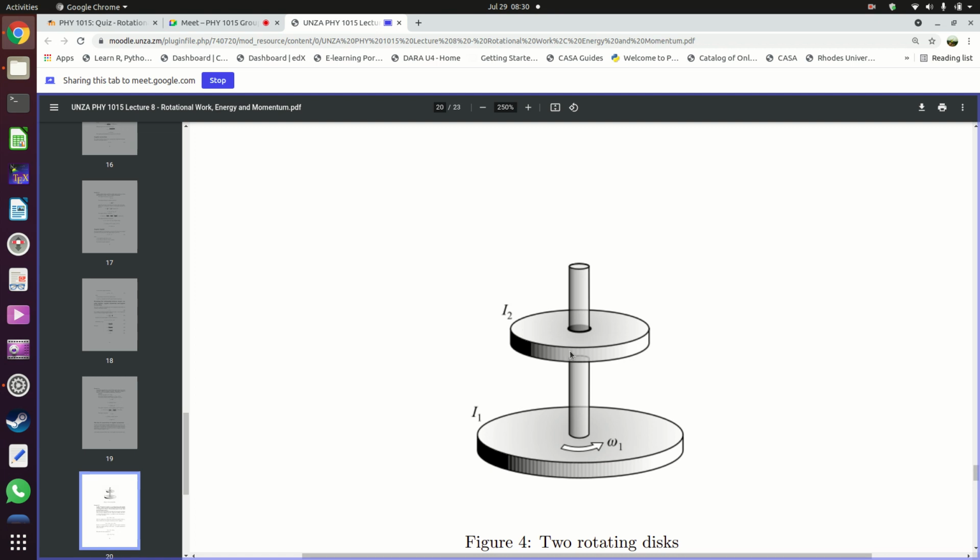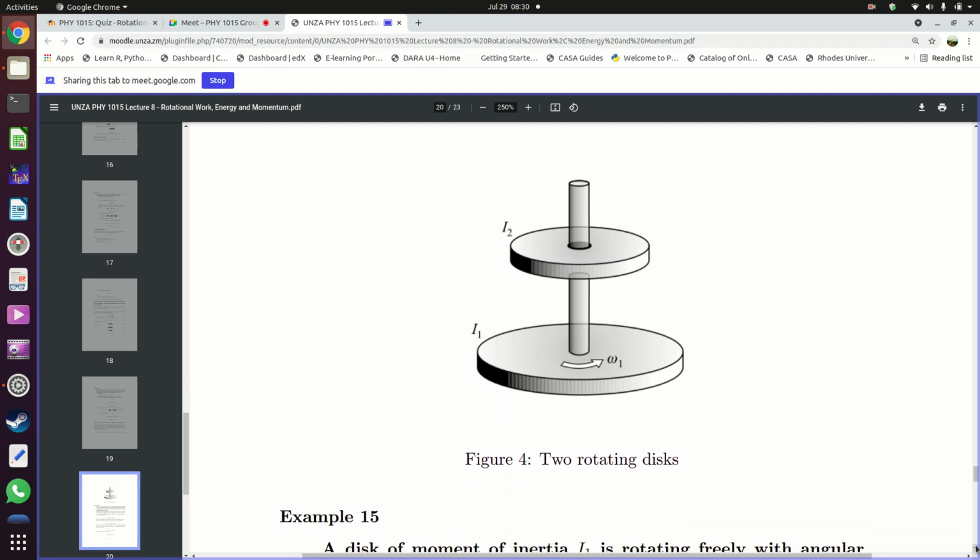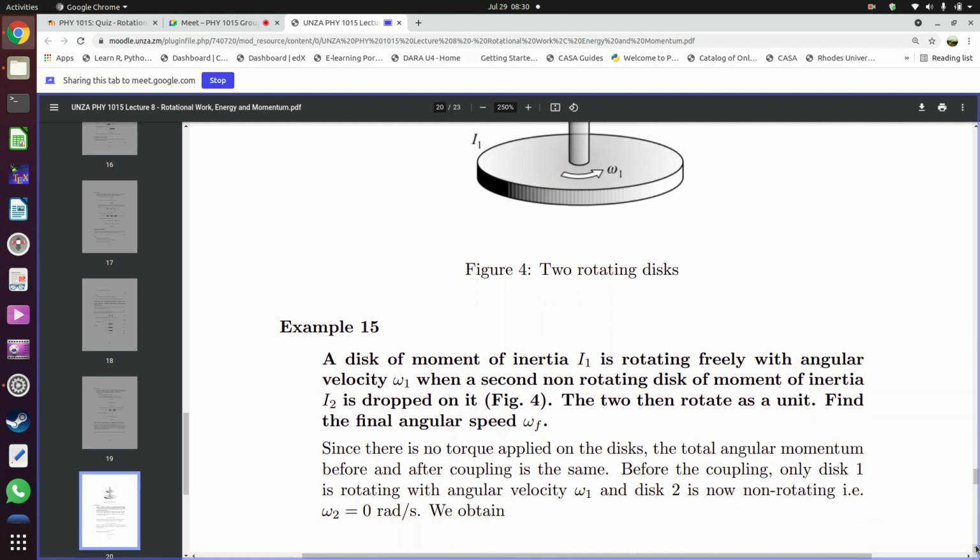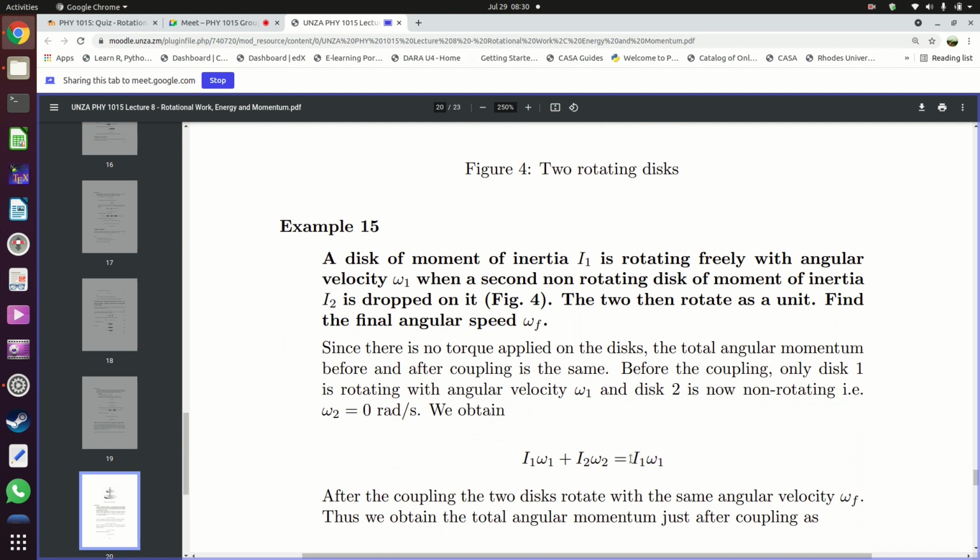Since the other disk is not rotating, when you multiply its moment of inertia by its angular velocity, which is 0, you get nothing. So this side is the total angular momentum before coupling. Then this side is the total angular momentum after coupling.